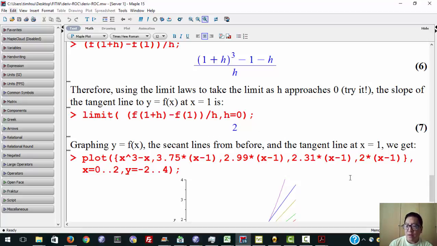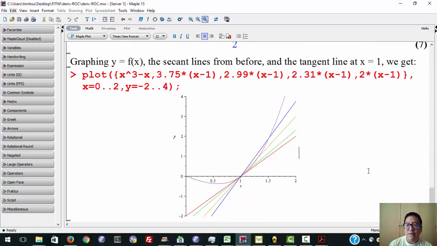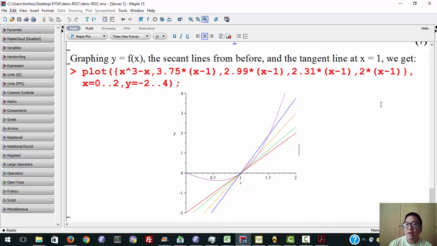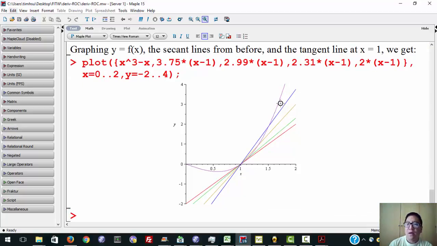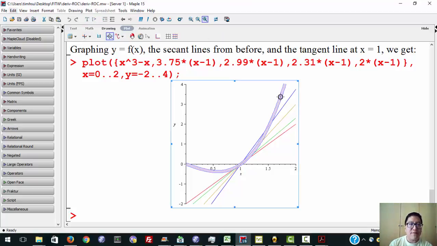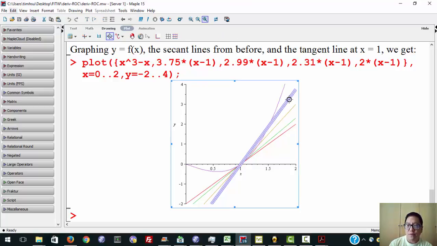There we go. So if we graph y equals f of x, the curve in question, and the secant lines that we had from before, which remember had slopes 3.75, 2.99, and 2.31, and the tangent line at x equals 1, which has slope 2, this is exactly what we get here. This purple curve is the graph of x cubed minus x, and here are the secant lines for h equals 0.5, h equals 0.3, h equals 0.1. As you can see, these lines seem to be approaching this line here, which is in fact the tangent line to the graph of y equals f of x at x equals 1.